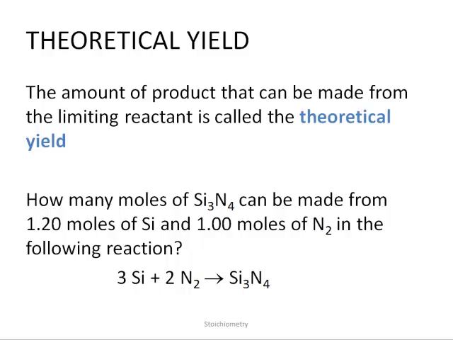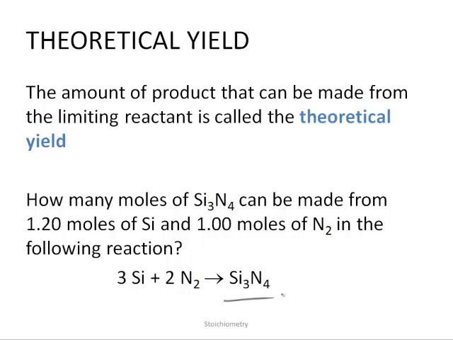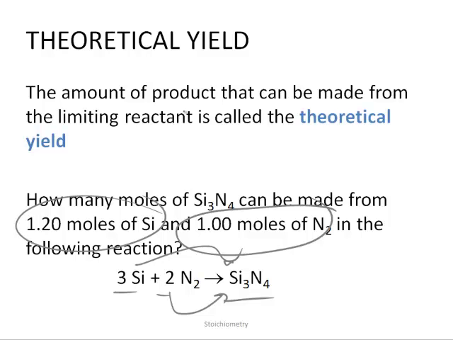We can calculate how many moles of a product we can make, and that's our theoretical yield. But of course that may not be the case. And as you can see with the pizzas, the theoretical yield is always determined by the limiting reagent. So here we have another example. Let's say we have silicon and nitrogen that react to produce trisilicon tetranitride. We can see the stoichiometry here. 3 moles of silicon produce 1 mole of product. 2 moles of nitrogen produce 1 mole of product. So what happens if we have 1 mole of nitrogen and 1.2 moles of silicon? What is our theoretical yield? How much product can we make?